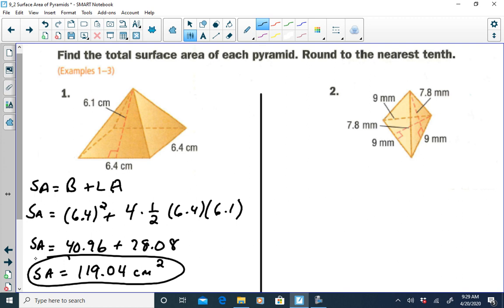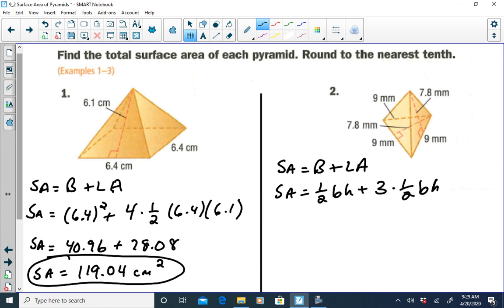All right, this next example. Let's see, what do we got? Okay, it's a triangular pyramid, so the base is a triangle. So the surface area is going to be equal to the base area plus the lateral area. Well, what's the base area? Well, the base area is a triangle, so that's going to be 1/2 base times height plus the lateral area. There are 3 triangular sides, so it's 3 times 1/2 base times height.